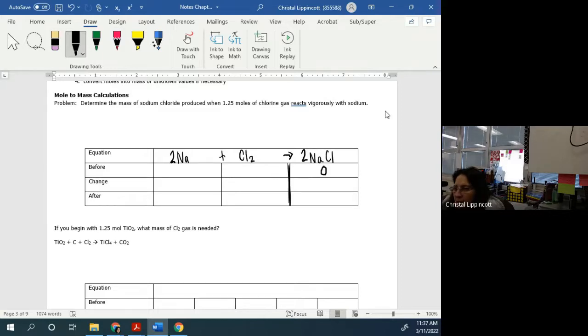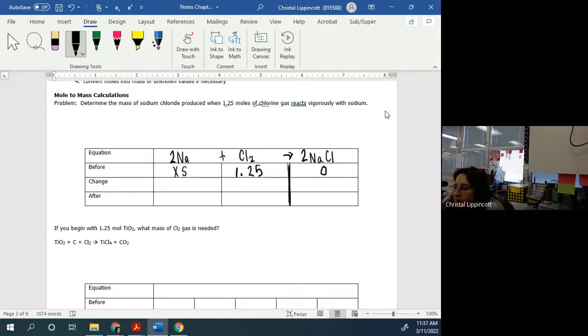They're telling me that I have 1.25 moles of chlorine. So I'm going to put 1.25 here. And here, they didn't tell me how much sodium I had. So what do I write down? Excess. So this is an excess amount. I've got extra here.